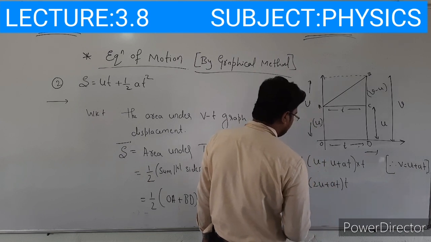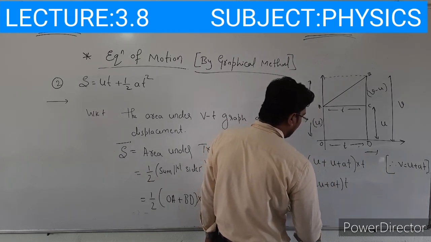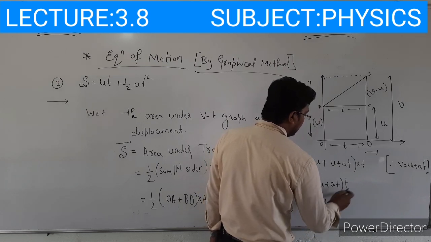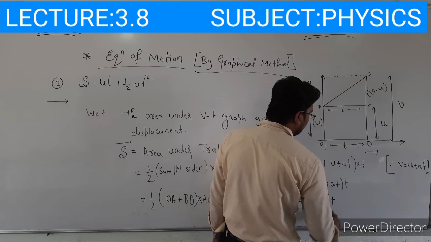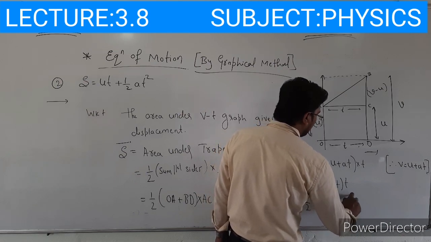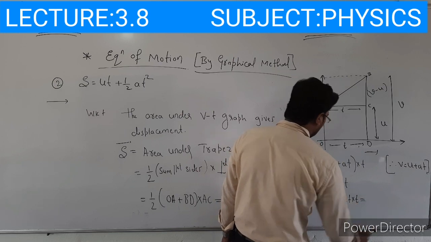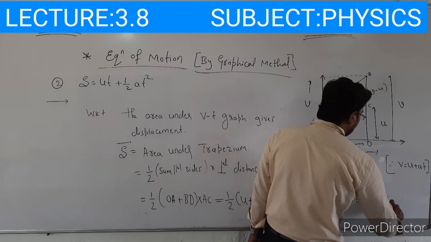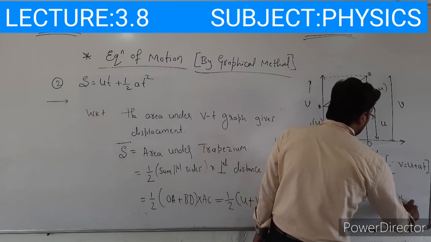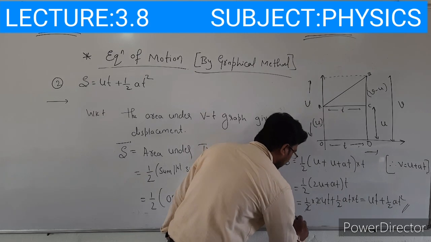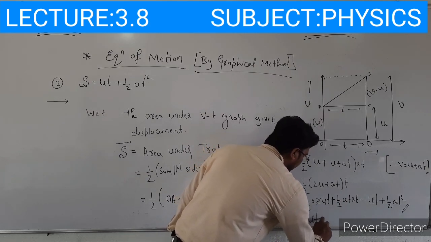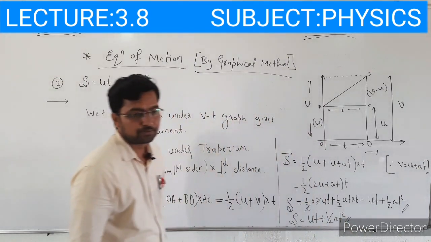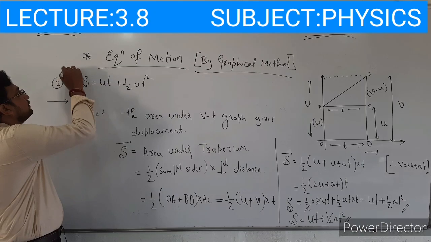Next step: s is equal to 1 by 2 into 2 into u, multiplied by t, giving ut, plus 1 by 2 a into t into t. The two gets cancelled, so this becomes ut plus half at square. So s is equal to ut plus half at square. It is very important for 5 marks.